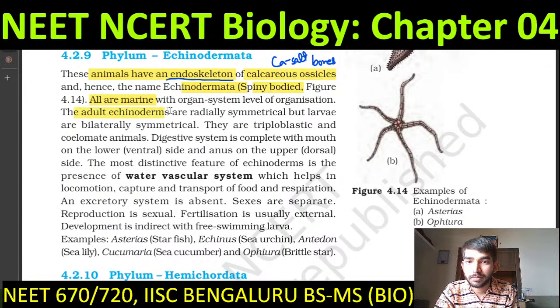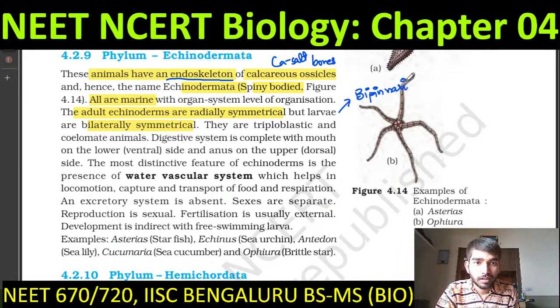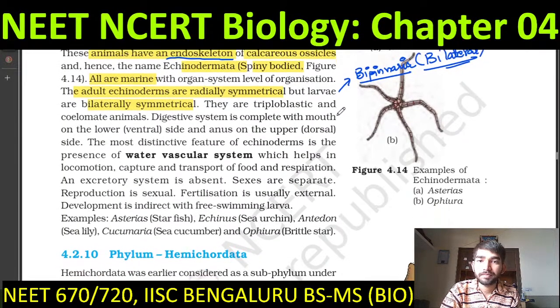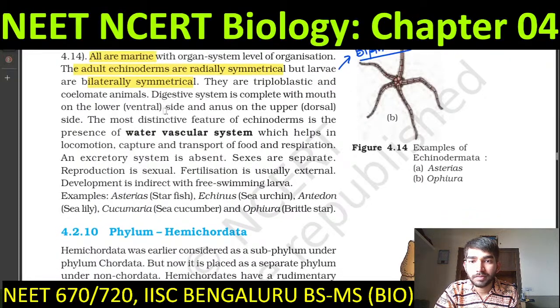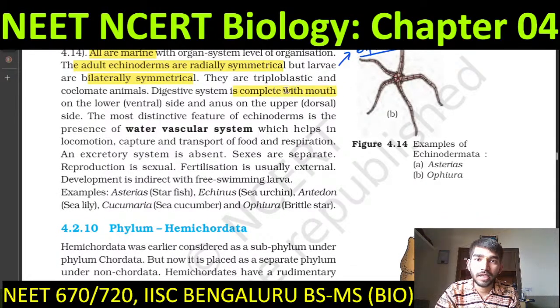Adult echinoderms are radially symmetrical. This is what I wrote earlier also. But larvae are bilaterally symmetrical. The bipinnaria larva, I'll just mention here, has bilateral symmetry. Triploblastic coelomate, this is a common theme which is repeated for all the groups after the ones that I told you earlier. The digestive system is complete, meaning they have a mouth on the lower ventral side and the anus on the upper dorsal side.